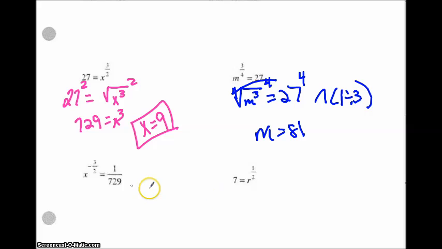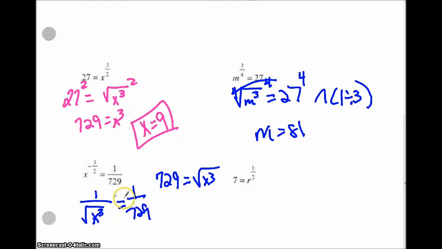X to the negative 3/2 means it is 1 over the square root of x to the 3rd, is equal to 1 over 729. Cross multiply to make an equation maybe. 729 is equal to the square root of x to the third, because you're just multiplying them each by 1. So you're going to square both sides to get rid of the square root, and 729 squared is 531,441. Then you're going to raise it to the 1/3 to get rid of the cube. So raise it to the 1 divided by 3, and we have 81 again.